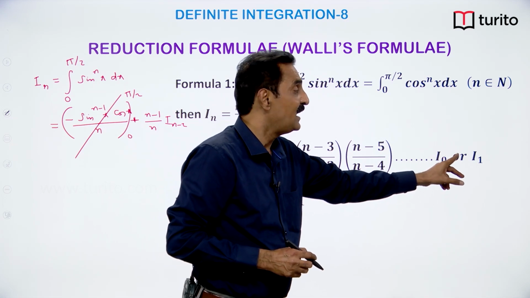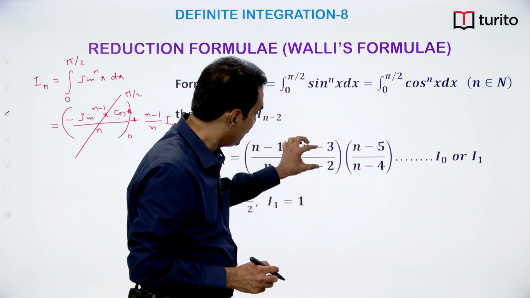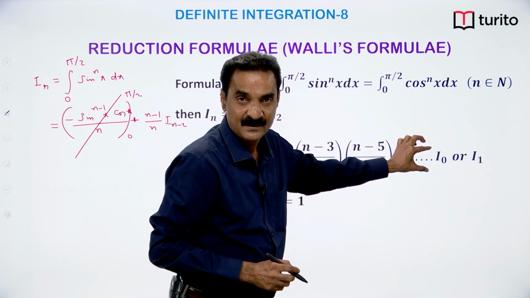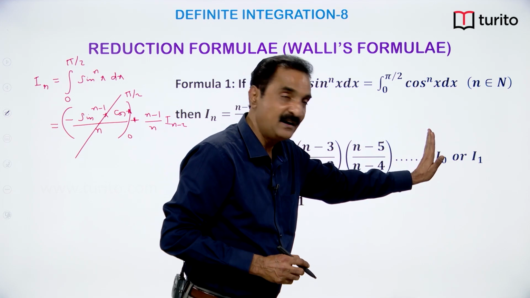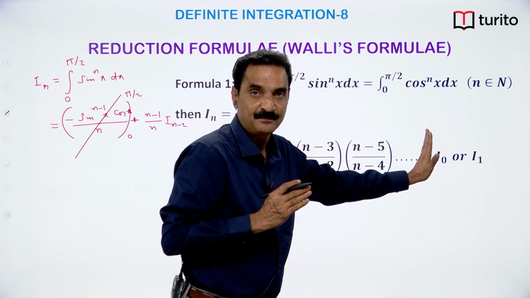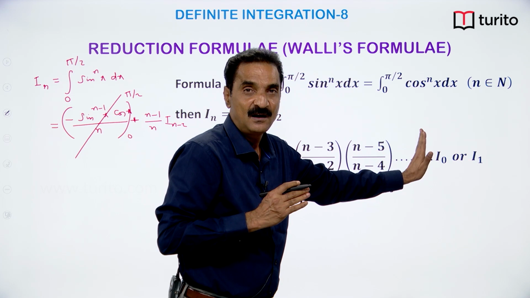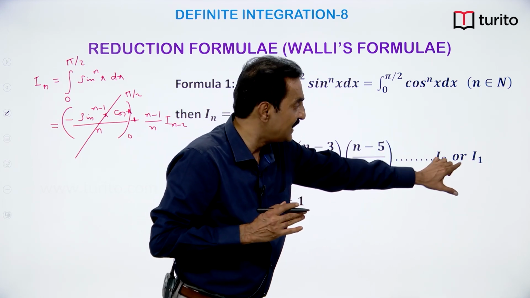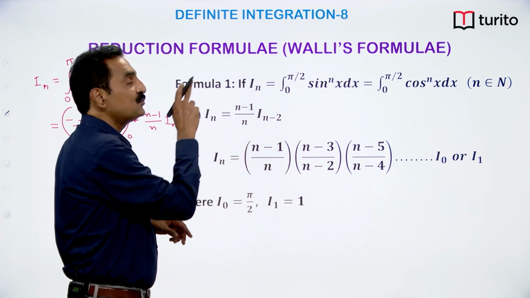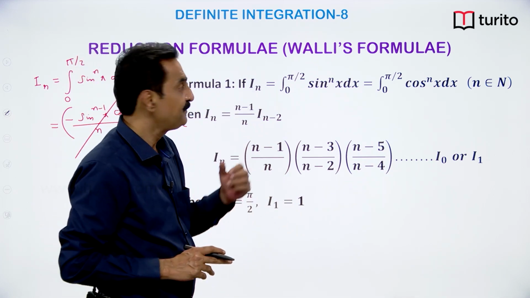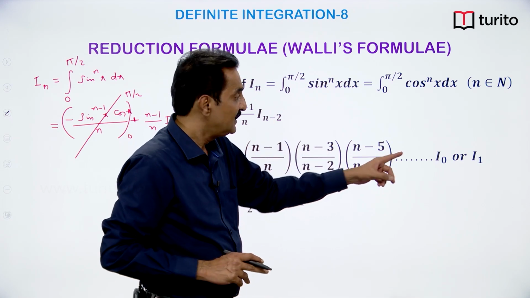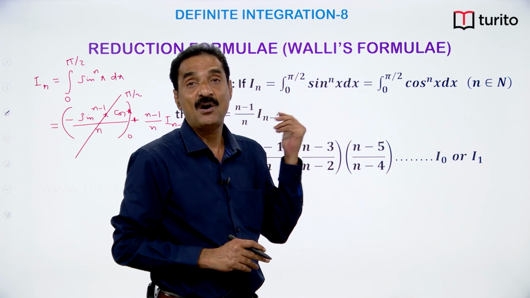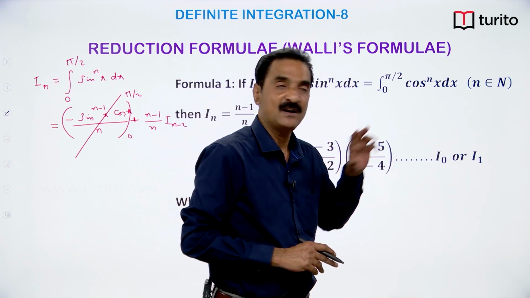Last term will be either I0 or I1. You will reduce the numerator and denominator by 2 in every step. But whenever it becomes negative, there you have to stop. You cannot write a negative number, or if it becomes 0, there you have to stop. Then you should write the final term. If you go on reducing the value of n by 2 in every step, if n is even, finally it reduces to I0. If n is odd, it reduces to I1.